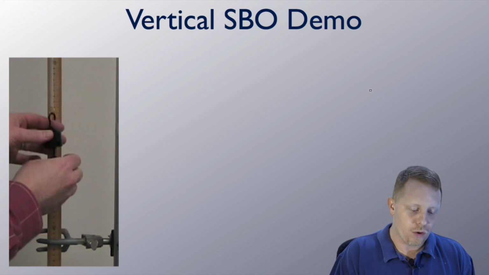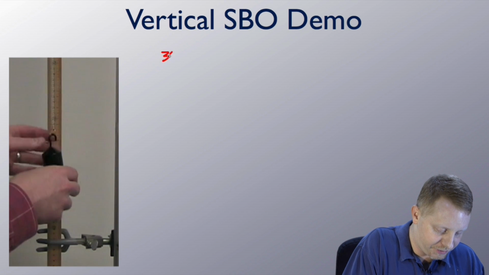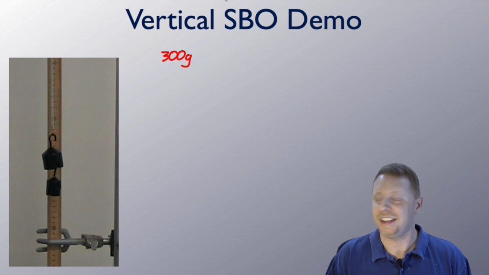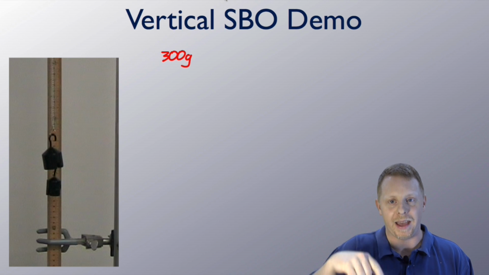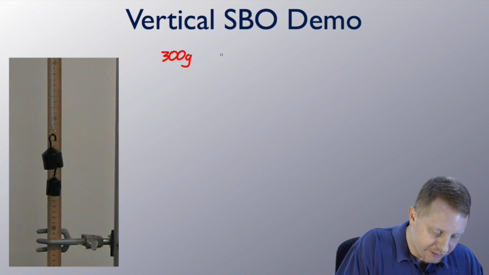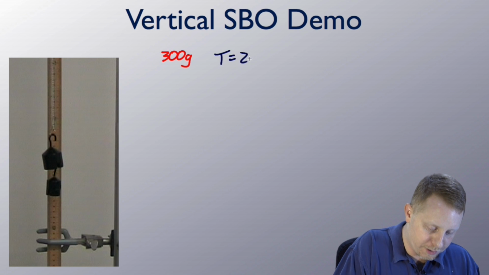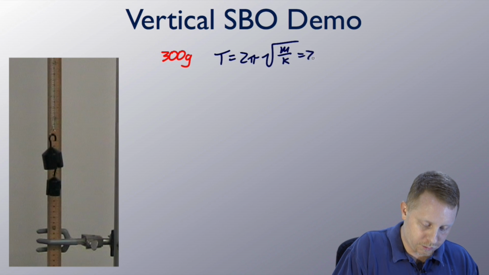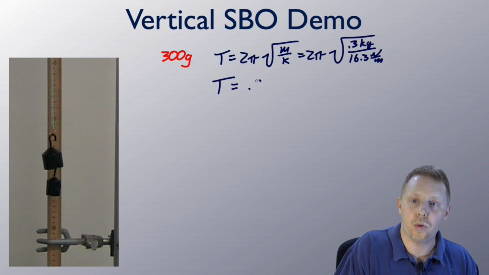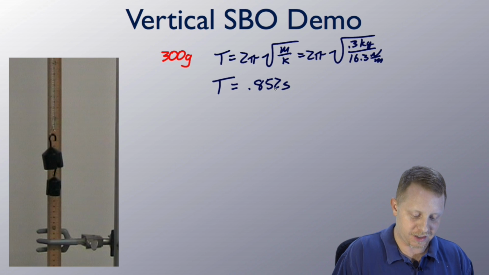Now, when we look at this one, we're going to put a 300 gram mass on the end of our spring. Again, we'll displace it 6 centimeters, and we'll watch it oscillate back and forth 6 centimeters up and down from that equilibrium position. Theoretically, as we calculate our period, that's still 2 pi square root m over k, which will be 2 pi square root 0.3 kilograms over 16.3 newtons per meter. And I come up with a theoretical period of about 0.852 seconds.